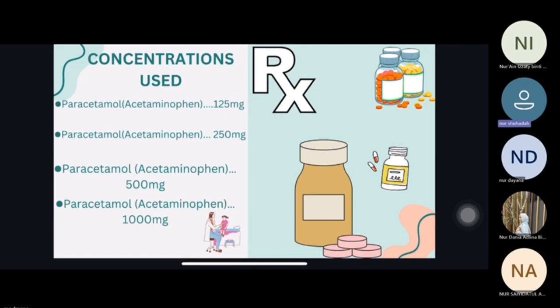The concentrations of paracetamol, acetaminophen, used in suppositories are 125 mg, 250 mg, 500 mg, and 1000 mg, respectively.